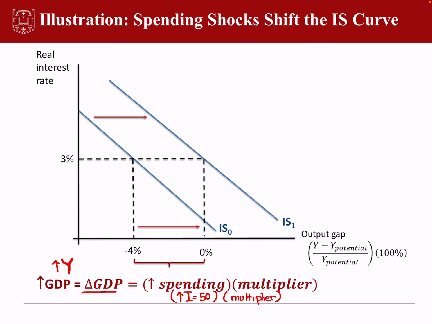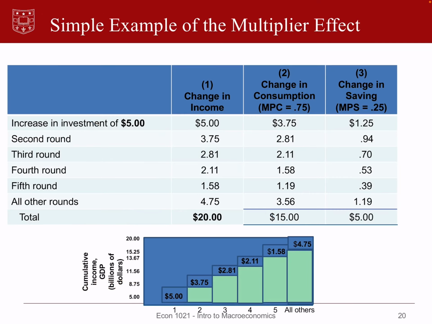What I want to do is think about this multiplier and then comment briefly. So here would be a simple example of a multiplier effect. Let's suppose that investment increases by $5, and let's suppose that the marginal propensity to consume is 0.75. So firms increase investment by $5. That means income rises by $5.